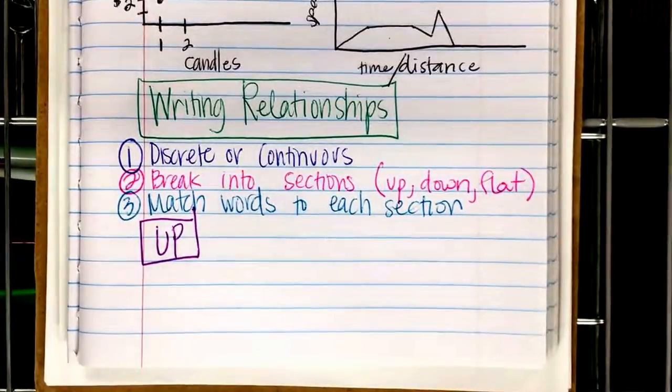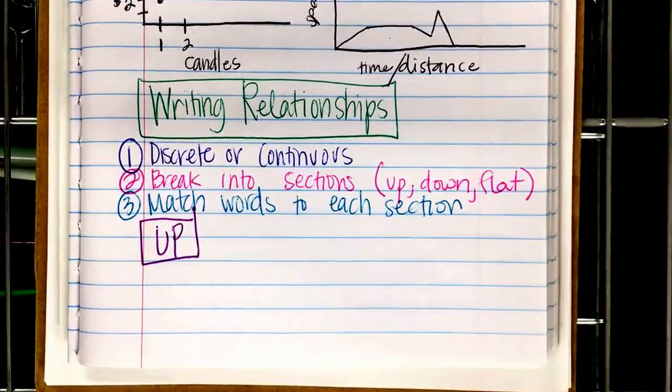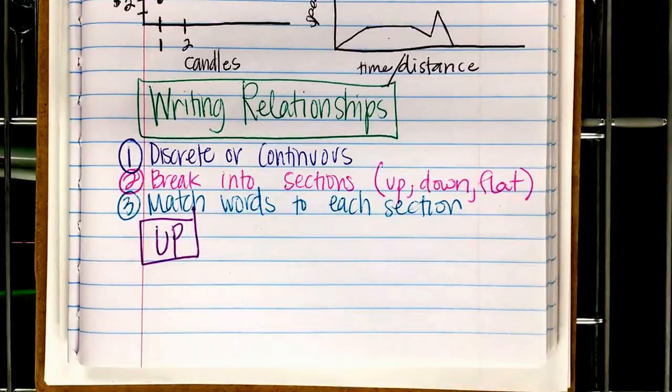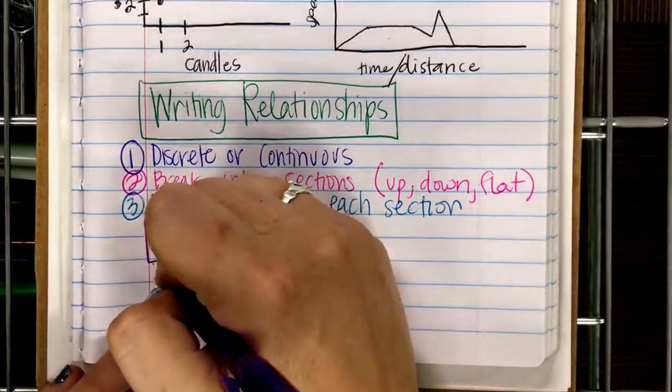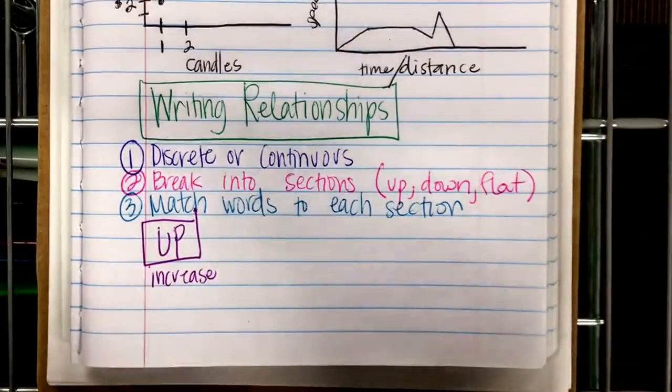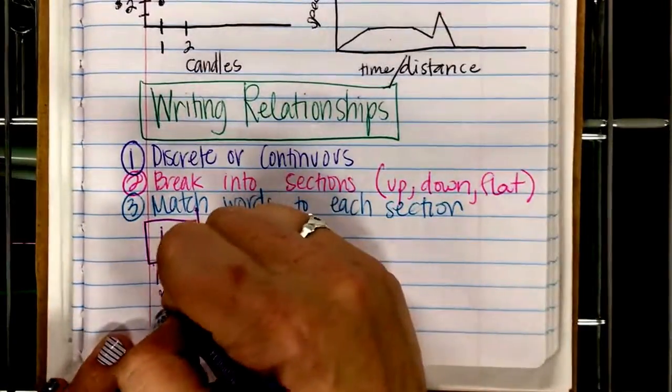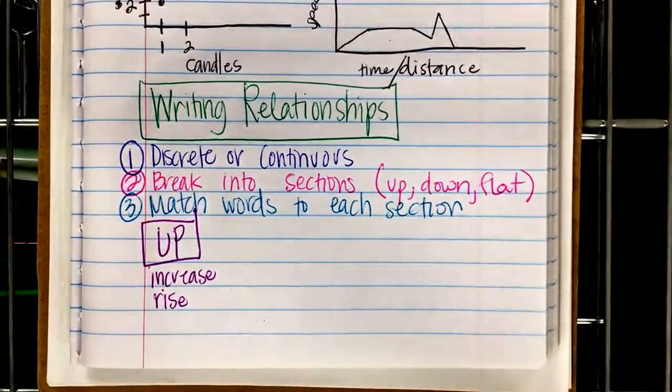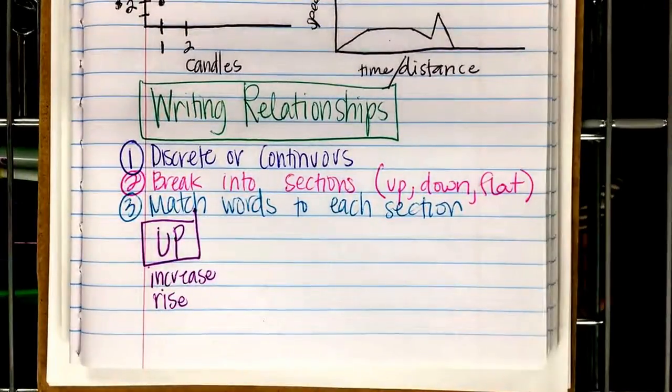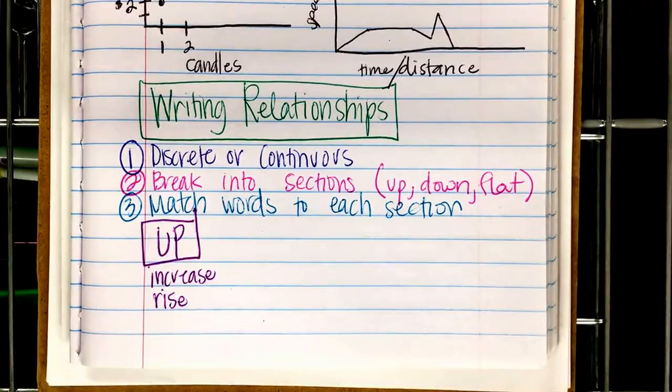If you were looking at a graph, a picture, and there was a section that went up, what are some words that you could use to describe going up? Jameson? What she said, increase. Oshik? Rise. Greater. Yep. What if we were talking about weight? Fat. Gained.